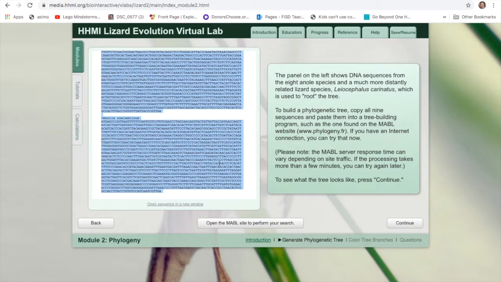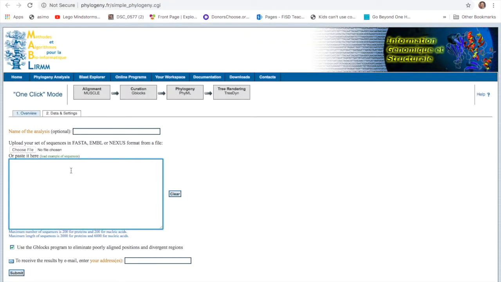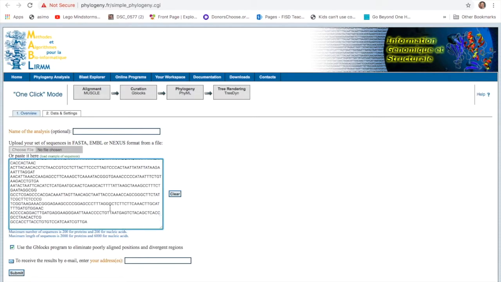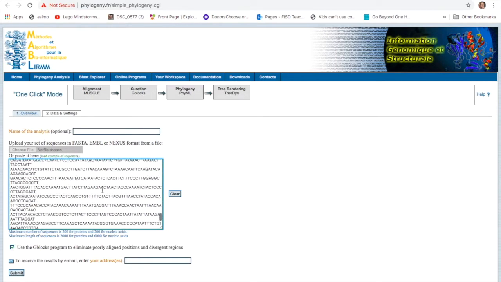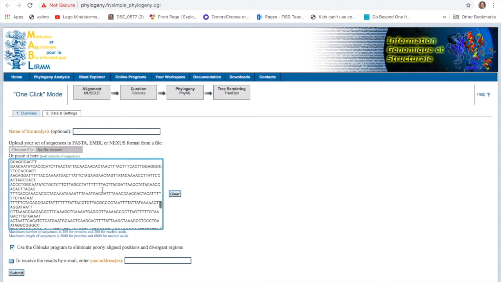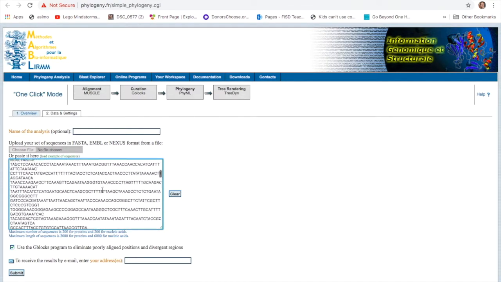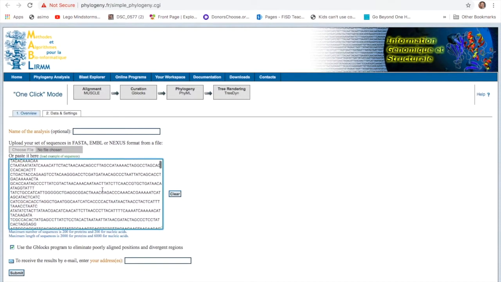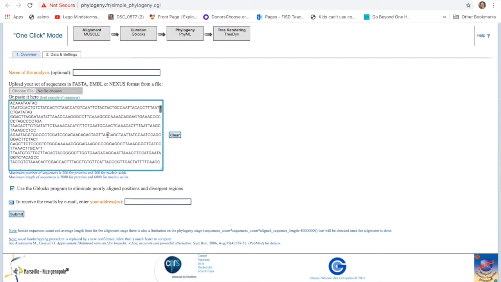So I'm just going to go Command-C since I have a Mac. I'm going to go to another website where I can actually conduct this search. I'm going to post all of my data here. This is a pretty sophisticated computer program that will allow us to compare DNA sequences on this gene.